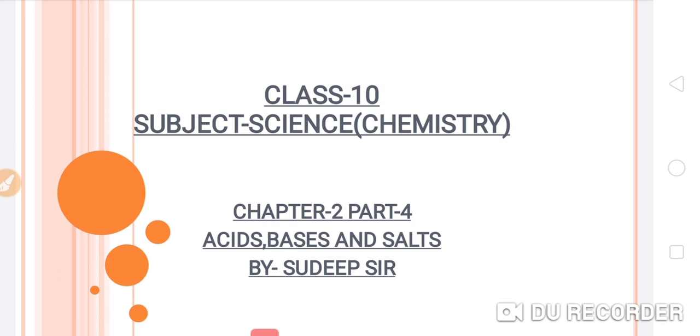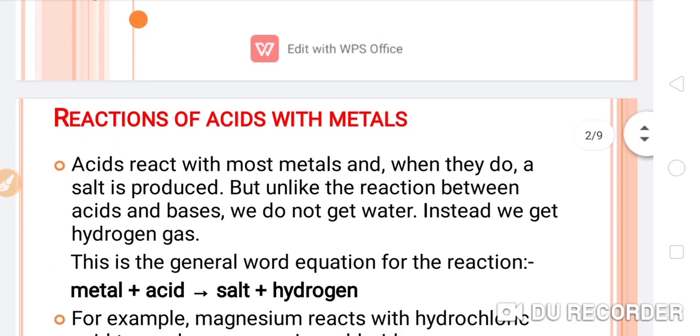And students, if you are watching this video, please go to the playlist and watch the previous 3 videos of this chapter in which I have explained about acids, bases and indicators. And in this video, I am going to explain about the chemical properties of acids and bases. So let's start, students.